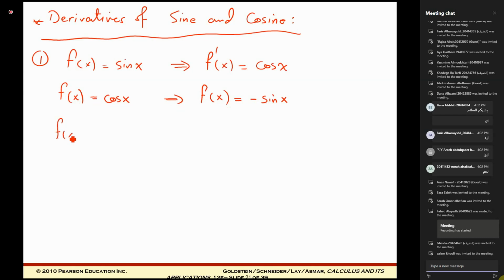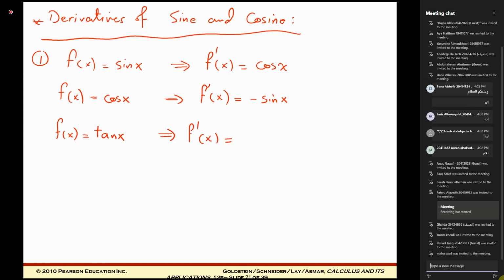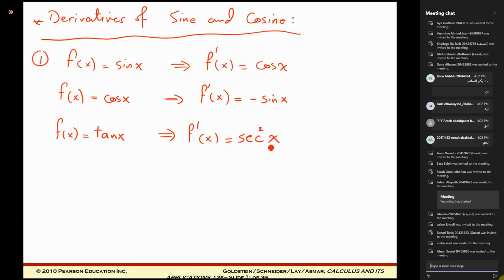If we have tan of x, the first derivative of the tan equals secant square of x. Secant means 1 over cosine, so the secant square equals 1 over cosine square of x. This is the derivative of the tan.